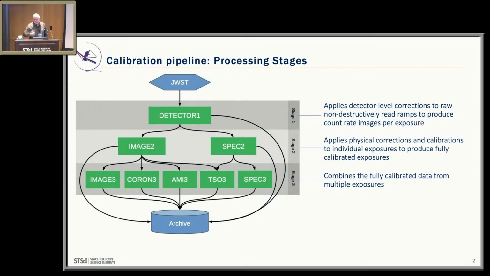So, as a quick reminder, it's not just a single calibration pipeline that we have. It's actually many pipeline modules that are split into various stages of calibration, starting with the low-level detector corrections and migrating into more and more unique areas applied to imaging versus spectroscopy, and then on to even higher level unique processing modes for things like coronography and time series and so on.